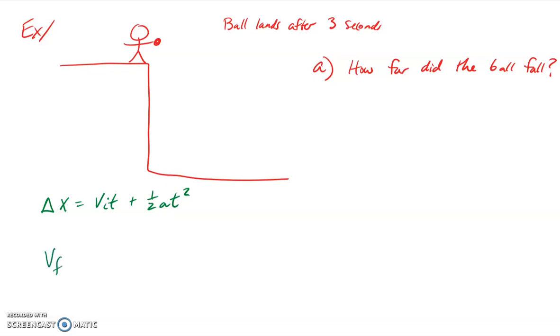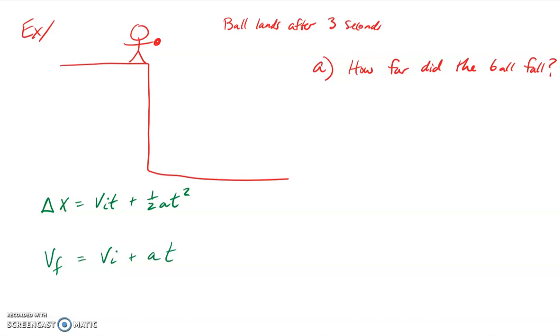Our other equation is VF equals VI plus A times T. VF is the velocity of the object at the end of the problem. VI is the velocity of the object at the beginning of the problem. A is your acceleration. Again, for free fall, it would be negative 10 for Earth. And T is your time. Time is measured in seconds. Acceleration is meters per second squared. Velocities are meters per second. And displacements are measured in meters.